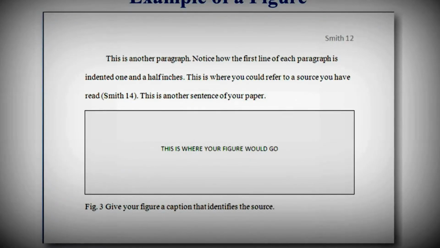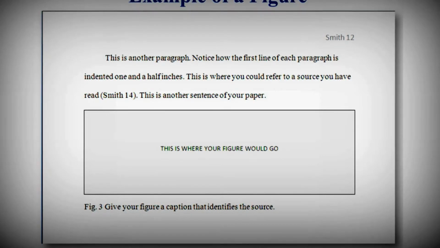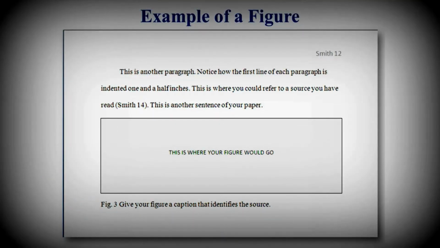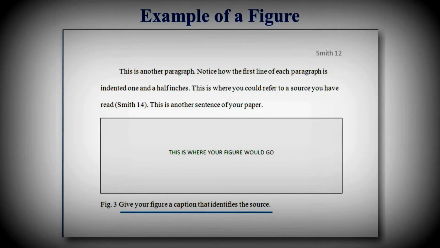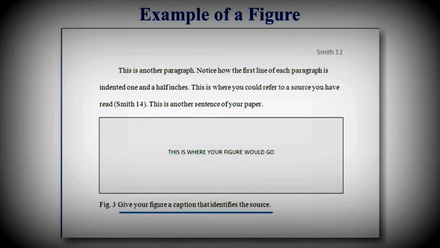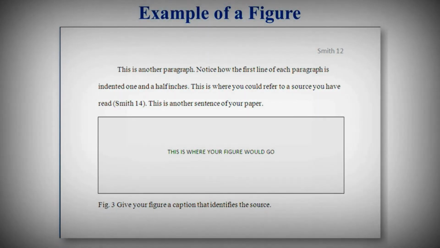Any other kind of visual material, photos, graphs, charts, maps, or other illustrations, should be labeled as figures. Following the figure number is a caption that should identify the source. And this again should be in double-spaced 12-point Times New Roman font. Unlike a table, the figure number and caption go below the figure.